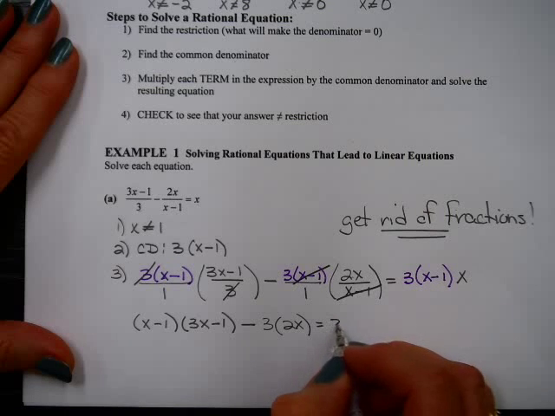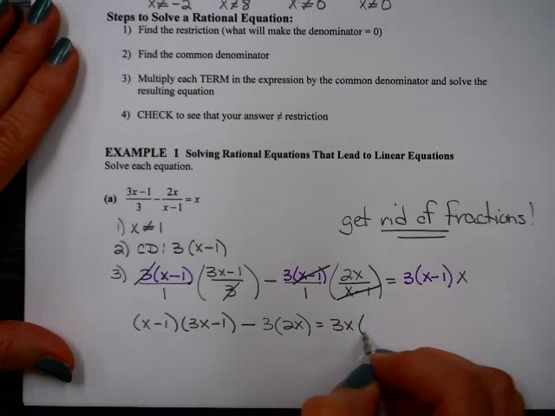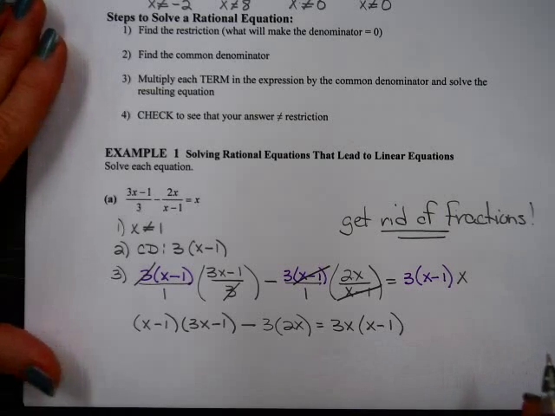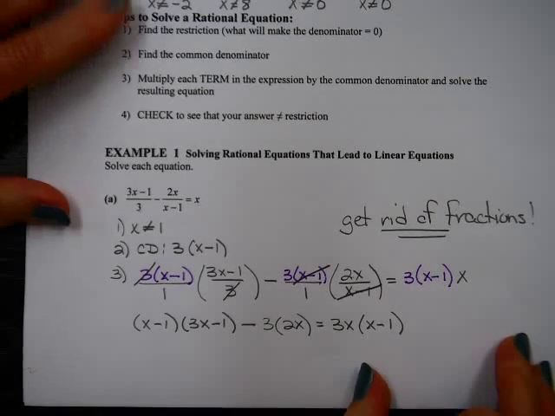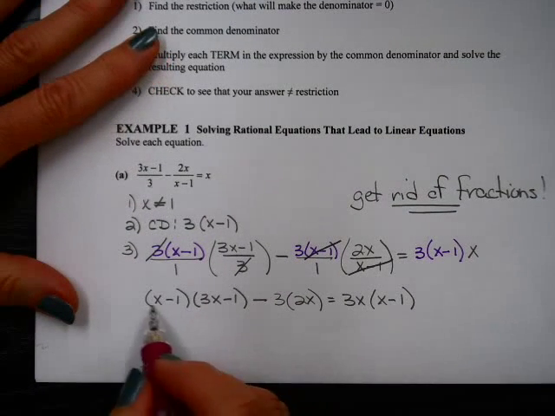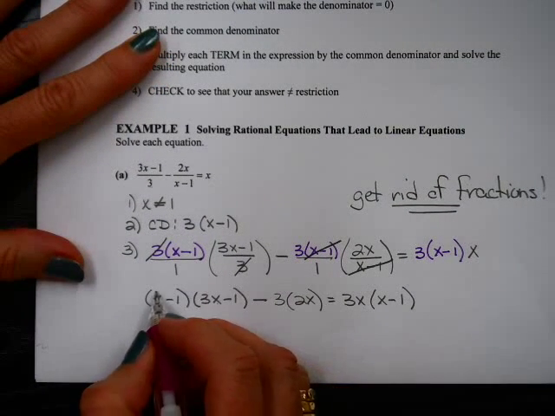And just changing the order, we're going to have 3x times x minus 1. Now, this is a nice equation. It has no fractions. It ought to be something that we can solve pretty easy. So FOIL this out, get rid of your parentheses.